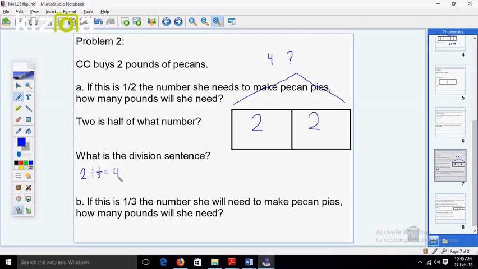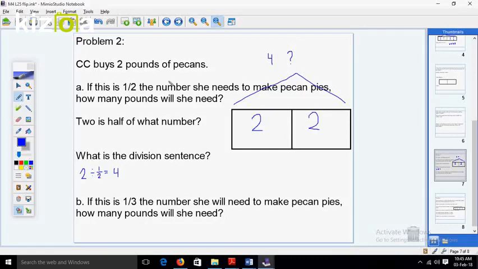Okay, this is just a different way to look at division. Is it still the same? Yes, because 2 divided by 1/2 is not ever going to change. It's just the way that we look at it. All right, so your tape diagram definitely can help you, especially when we look at word problems or situations.